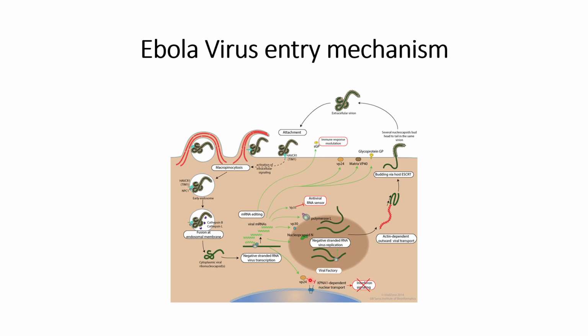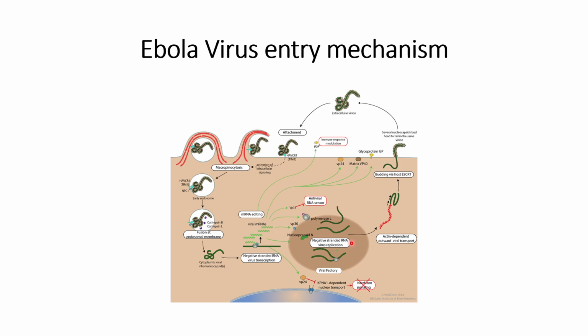Another thing that it releases is VP24. The function of VP24 is that it will prevent interferon signaling. As we know from our previous videos, interferon signaling is one of the signaling responses that initiates the innate immunity and also the adaptive immunity. So this is about the immune response, and this is also about the immune response.